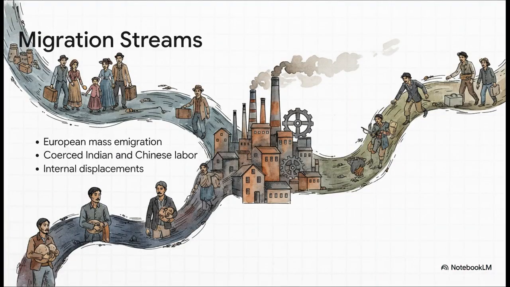You see, this massive movement wasn't just a single event. It was actually 3 overlapping streams happening simultaneously. We had European mass immigration to the Americas and Australasia, the coerced Indian and Chinese indentured labor, and major internal displacements due to land seizures and forced labor. Ranging from completely voluntary to deeply coerced, all of these streams were ultimately driven by the exact same underlying process, a massive global reorganization of labor to feed industrializing empires.